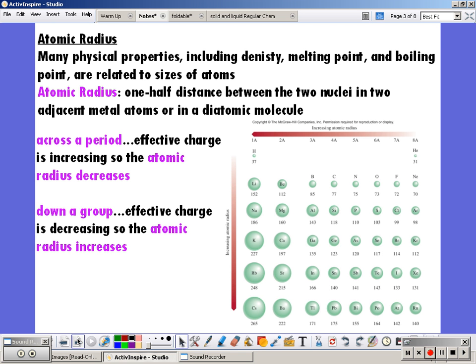As you go across a period, the effective charge is increasing, so the atomic radius is actually decreasing. So as we move across a period, the atom is getting smaller because the valence electrons are being added to the same energy level, and the effective charge is increasing, so they're getting pulled closer to the nucleus. But as you move down a group, the effective charge is decreasing, so the atomic radius is actually increasing. As you go down a group, those valence electrons are being added to a higher energy level, which expands the radius of the atom.